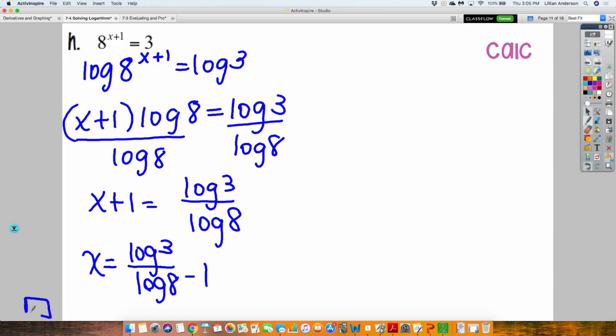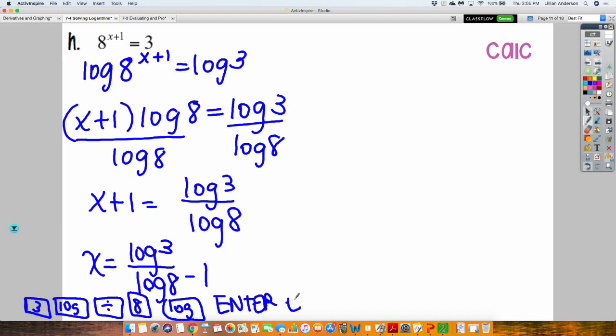Again, you'll just press 3 log divided by 8 log, enter. If you don't have one of those types of calculators, you can just type it straight forward. And you would subtract the one after that, yes. What did you guys get?